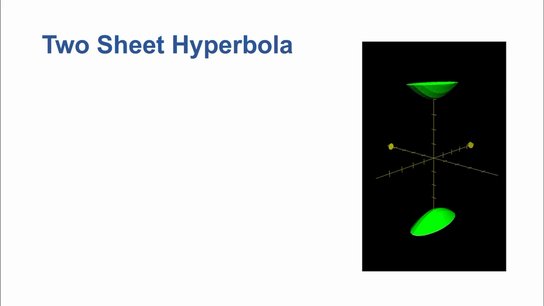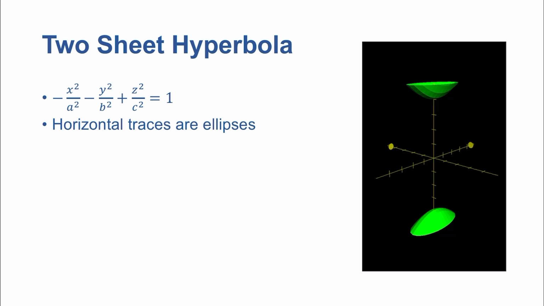Finally, we have the two-sheet hyperboloid. Now, this is the other hyperboloid that we can have. Anyways, the equation for the two-sheet hyperboloid is negative x squared over a squared minus y squared over b squared plus z squared over c squared equals 1. Now, if I have a two-sheet hyperboloid, I will have horizontal traces that are ellipses. I will have vertical traces that are hyperbolas. Obviously, again, caveats about where it's defined. So those are the quadric surfaces.